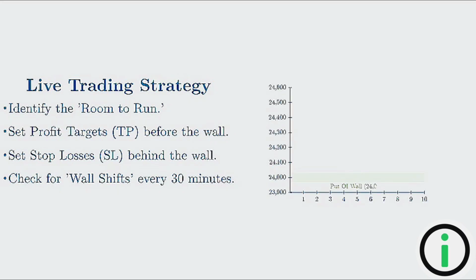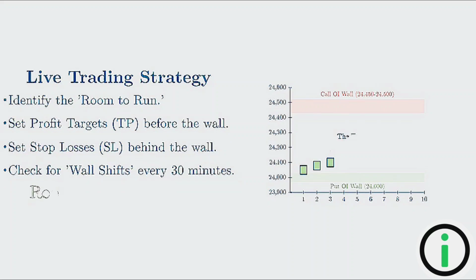Imagine you see a bullish signal at 24,100. You look up and see that the nearest major call OI wall is at 24,450. This gives you about 350 points of room to run. This is a high probability trade because there is no immediate ceiling to stop the momentum.